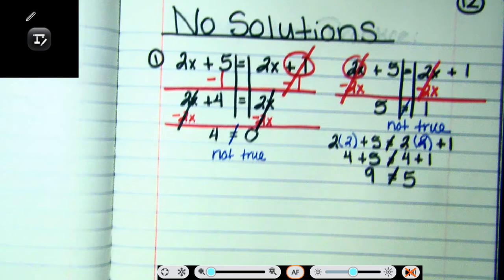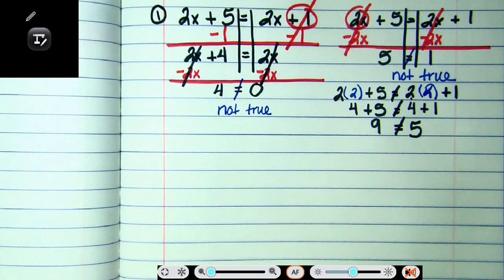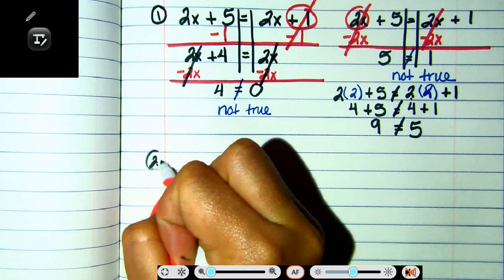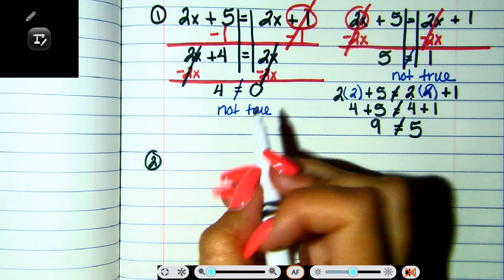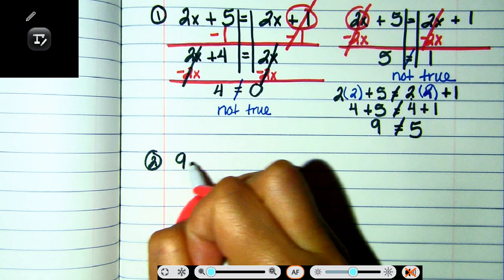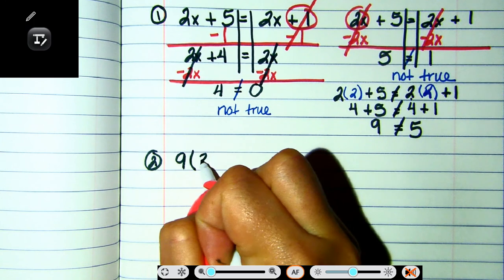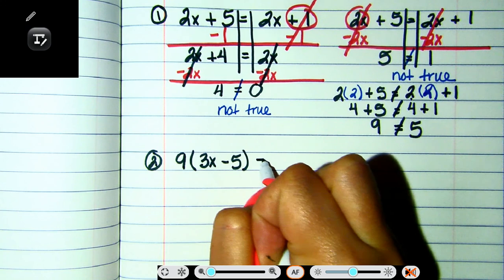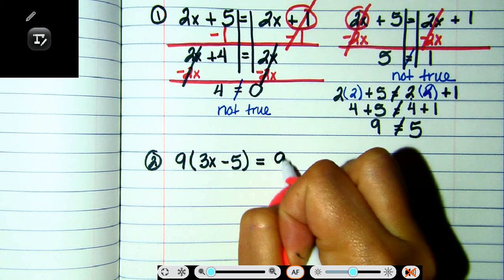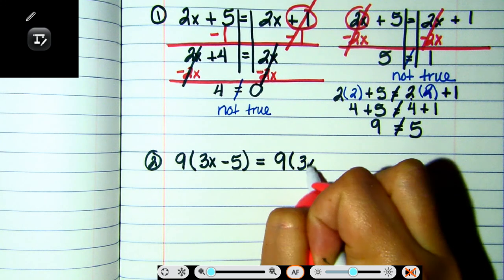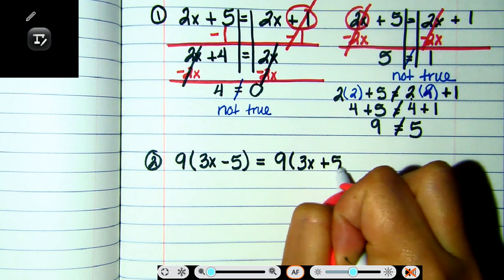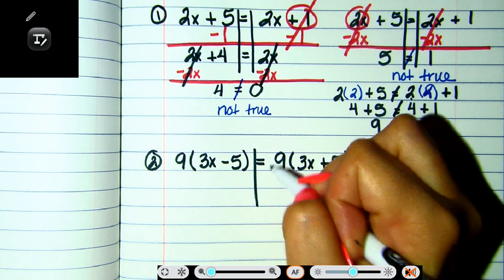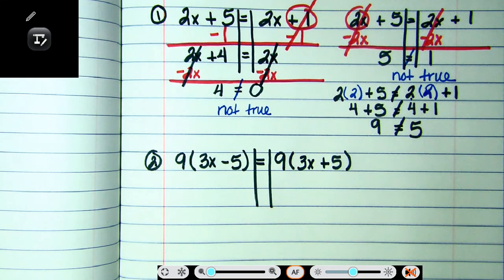Okay, so let's try this again. Practice is going to make this make more sense to you. Okay, so let's try a second one. Another one. 9 times 3x minus 5 is equal to 9 times 3x plus 5. So these are almost the same equations, but there is one distinct difference. Let's see if it makes an actual difference.